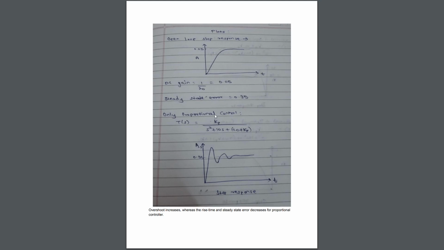So if we only consider the proportional control, then the closed loop transfer function can be found as follows. T of s is equal to Kp upon s square plus 10s plus 20 plus Kp, and if we plot the graph of amplitude versus time considering some constant value of Kp, so for example if we consider Kp equals 300, then this is the plot that we get.